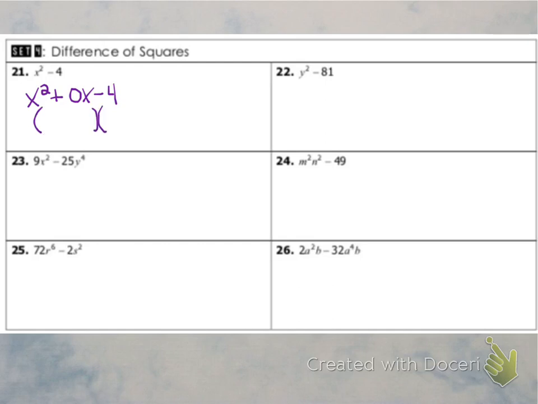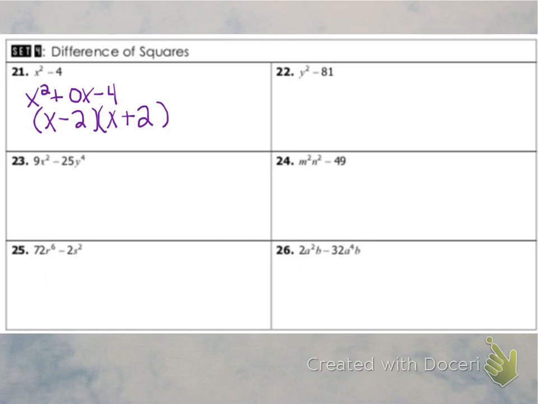And if you went back to how we factored those other ones, we said, well, if it starts off with x squared, then both the binomials will begin with x. And they're going to end with two numbers, in this case, that multiply to negative 4. But at the same time, they have to add to 0. Well, the only way you can add two numbers and get 0 is if they're opposites of each other. And so the two numbers that are opposites of each other that multiply to give us negative 4 are negative 2 and positive 2.